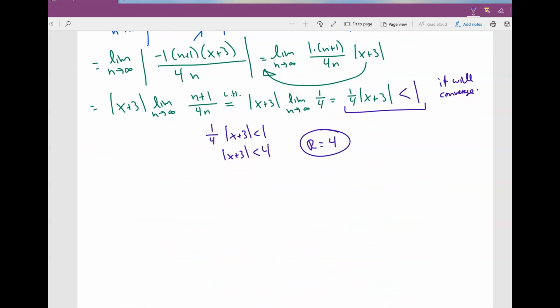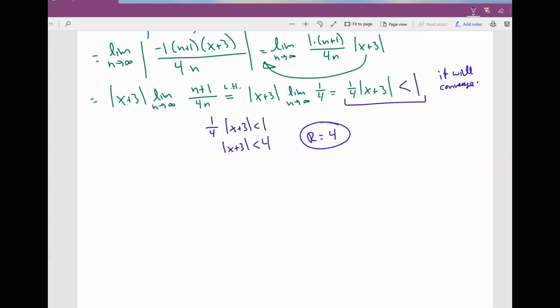Okay, so now we just need to figure out what our interval of convergence is. So solving this absolute value is just x plus 3 less than 4, and then also we have to put a negative 4 on the other side. So then when we subtract by a 3, x is going to be between -7 and 1.